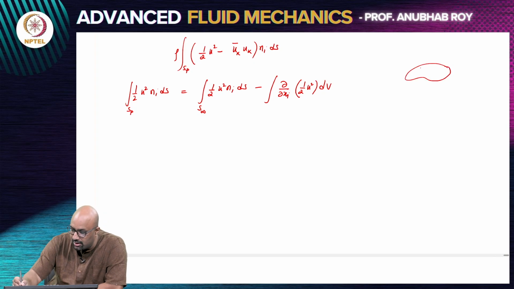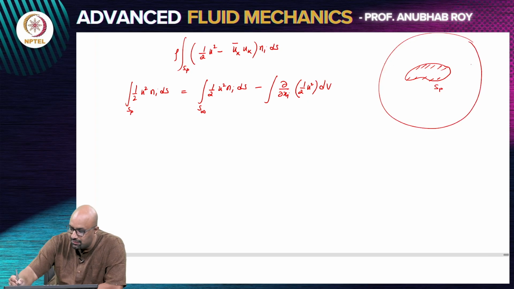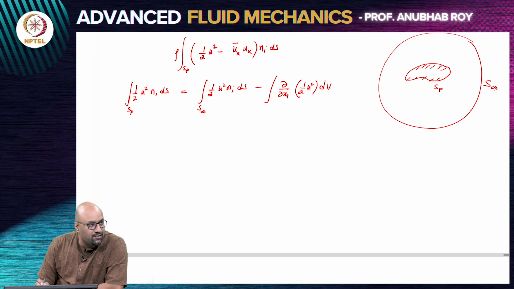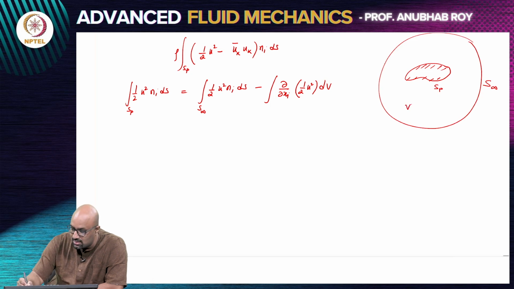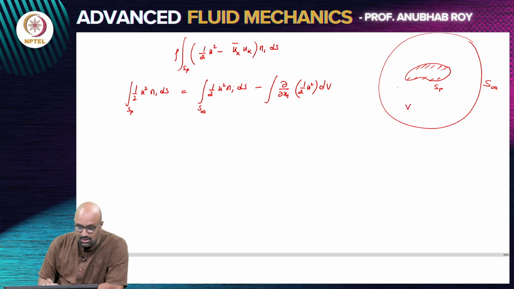So this is the body, this is the body surface. I have a surface that is enclosing the body. This is the volume between the body and that surface. So the divergence of half u square integrated over the volume is the difference of the surface integral over the outer surface minus the inner body surface. So I am just using the divergence theorem here.